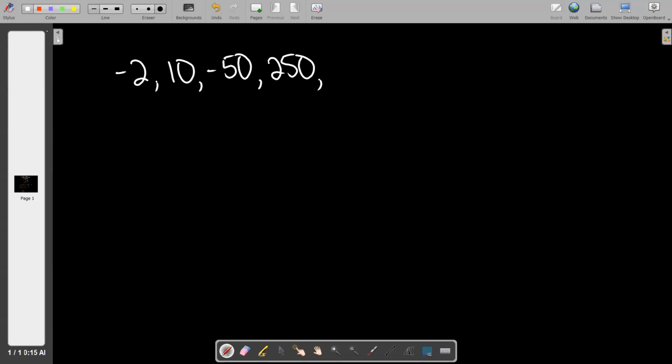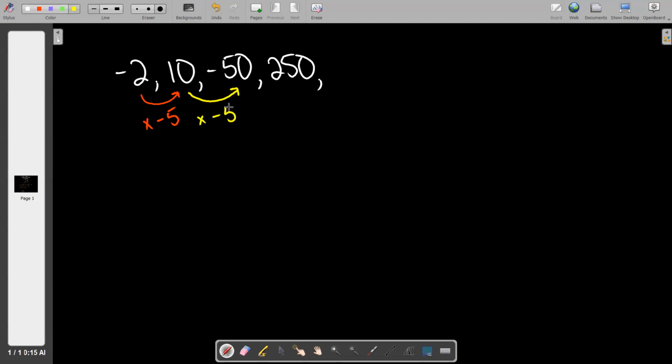You have to be able to ask yourself every single time, when I go from one term to the next, what do I multiply by? I multiply by -5. And I know it has to be times the negative because I'm switching it from a negative to a positive. What do I multiply by when I go from 10 to -50?